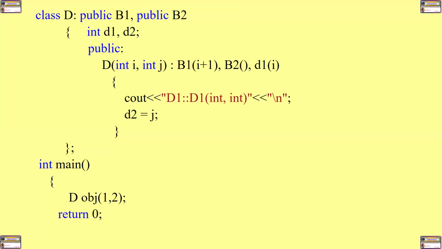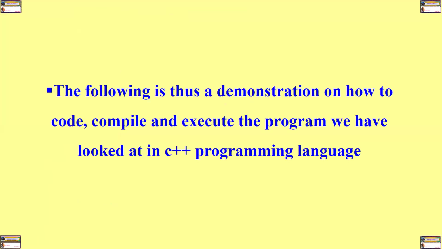The next statement is return 0, telling the compiler to give control back to the operating system, and the program will end. So the following is a demonstration on how to code, compile, and execute the program that we have looked at in the C++ programming language.